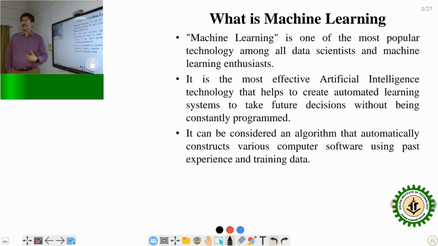and to get analytical interpretations and conclusions about the data. That means we have to extract some knowledge about the data. It is nothing but knowledge discovery from the training set of data. And if the training set of data is properly trained, then it can be applied properly to the new set of data for the interpretations, using the past history of the previous data. It can be considered an algorithm that automatically constructs various computer software using past experience and training data. But I told earlier that the past record is the most useful in that particular case.